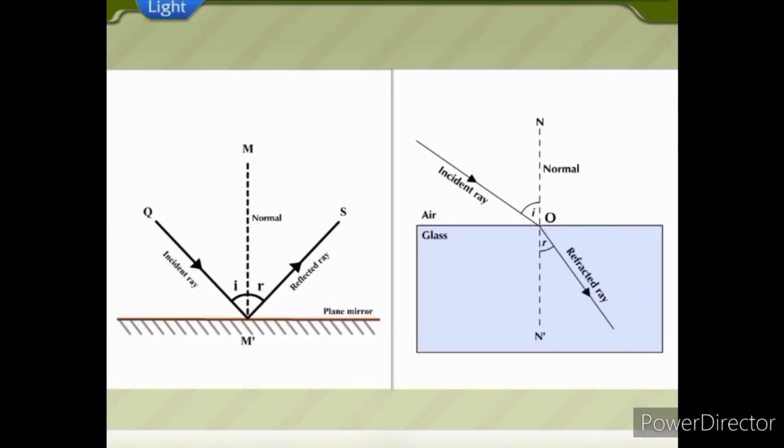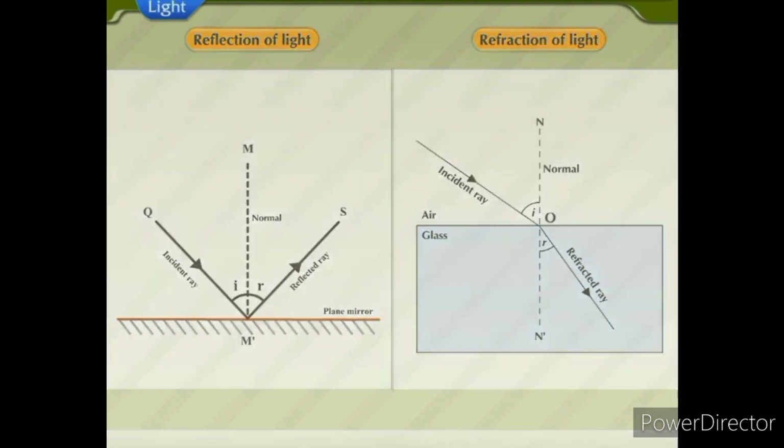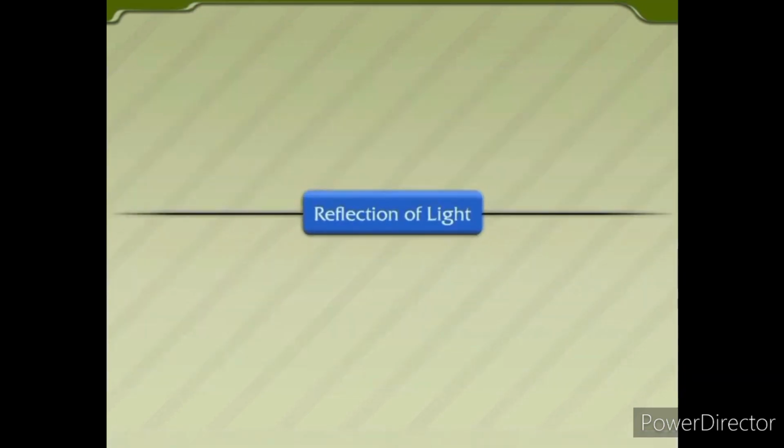Let us study some of the optical phenomena occurring in nature by understanding the reflection and refraction of light using the straight line propagation of light. Reflection of light.